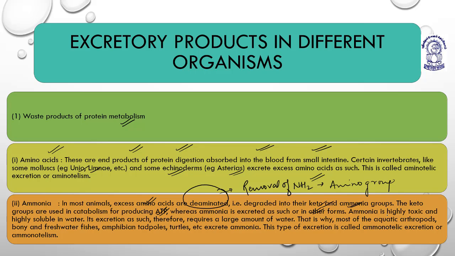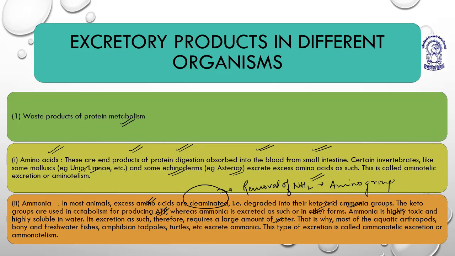Ammonia is highly toxic and highly soluble in water. Its excretion as such therefore requires a large amount of water. That is why most of the aquatic arthropods, bony and freshwater fishes, amphibian tadpoles, turtles, etc. excrete ammonia. These aquatic organisms don't have a need to conserve water. They have plenty of water, which is why they excrete ammonia easily.